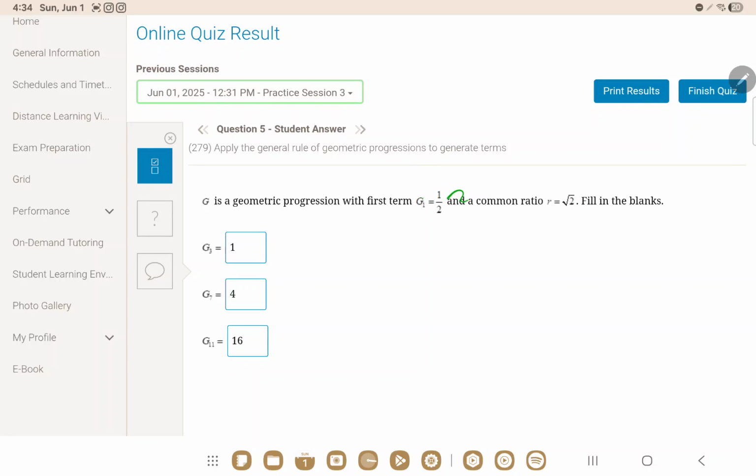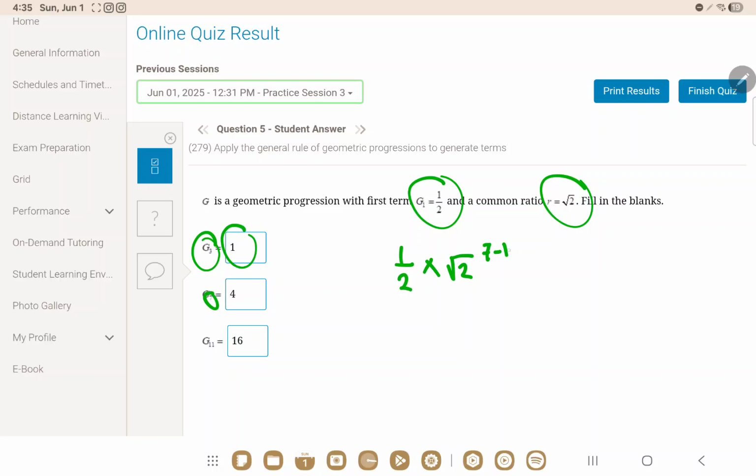Moving on to the next question. Okay, geometric progression, the first term is this, the ratio is this: first term, 1/2, times radical 2 to the power of n minus 1. Now G3, when you put it in your calculator, you should be getting 1. Now they want G7. 7 minus 1 is 6. Put it on your calculator, you should be getting 4. Now for G11, you're just going to do the same thing. Just replace the 7 with 11, 10. Same thing, you're going to get the answer 16.